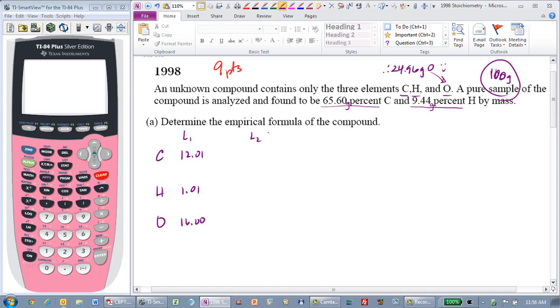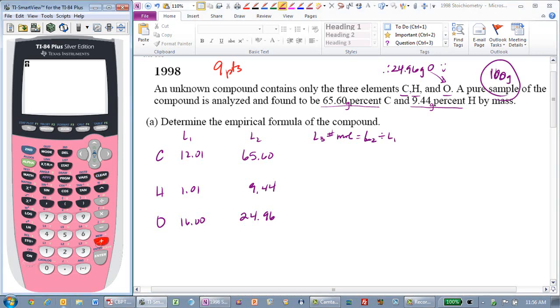So in my L2, I'm going to put in the amounts in mass, so the mass in grams, of 65.60 and 9.44, and we figured out 24.96. This looks more like a 9. There we go. And then in L3, I'm going to have it calculate the number of moles, which is equal to L2 divided by L1. Shall we?